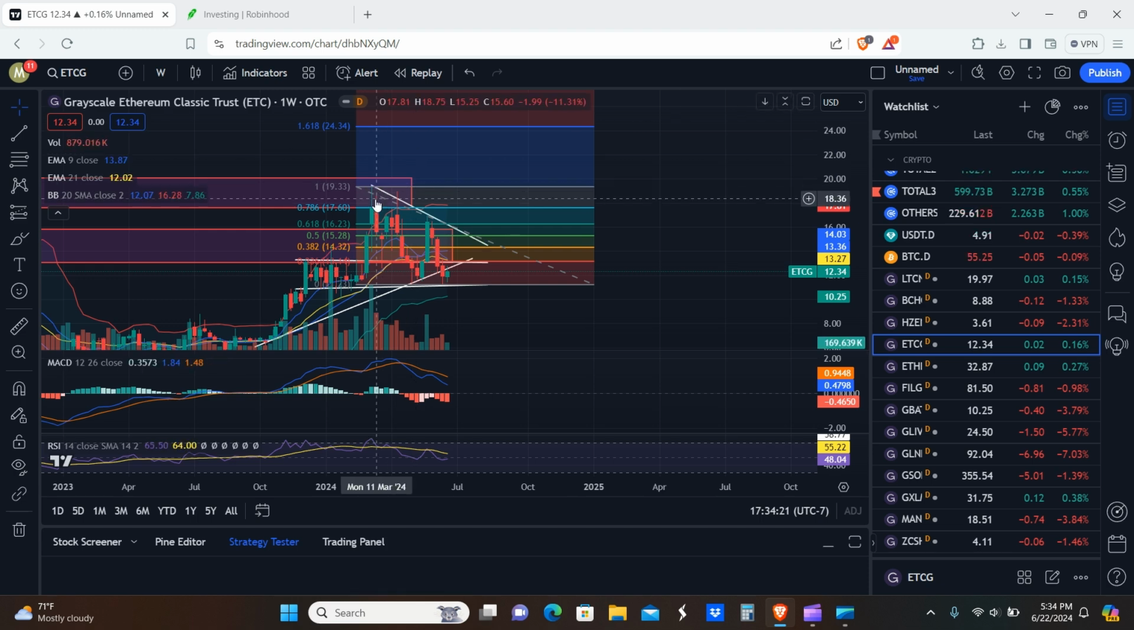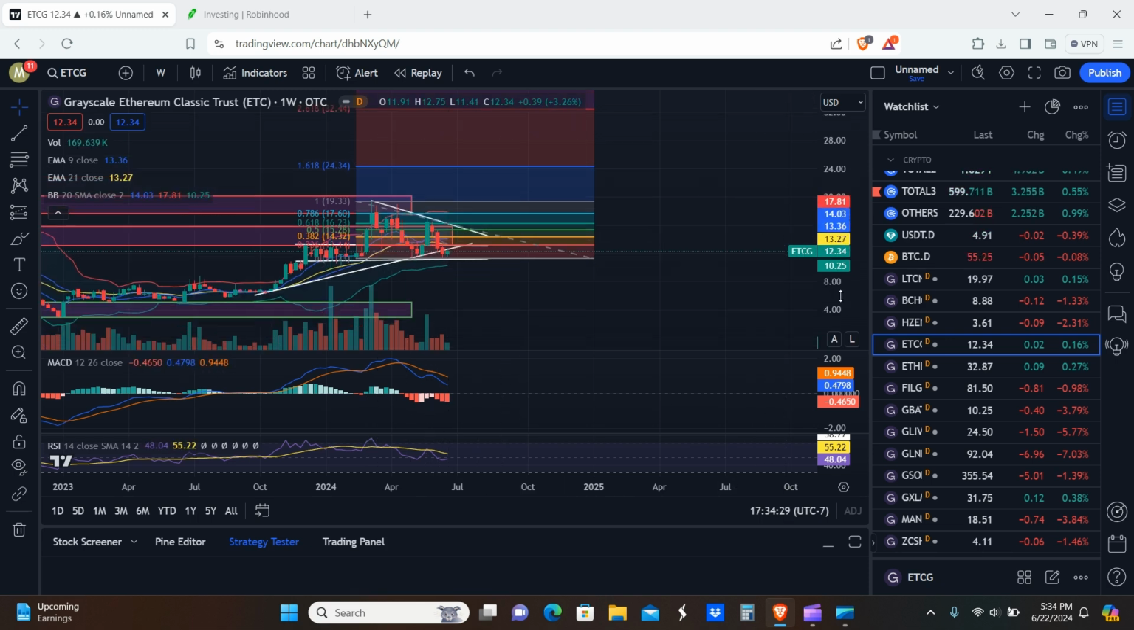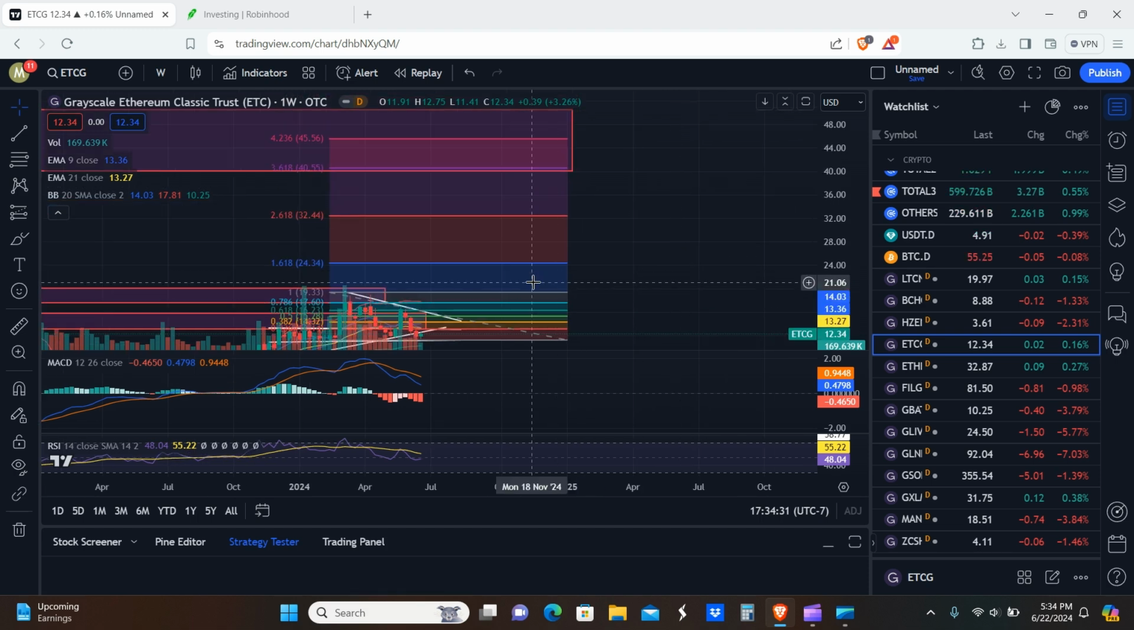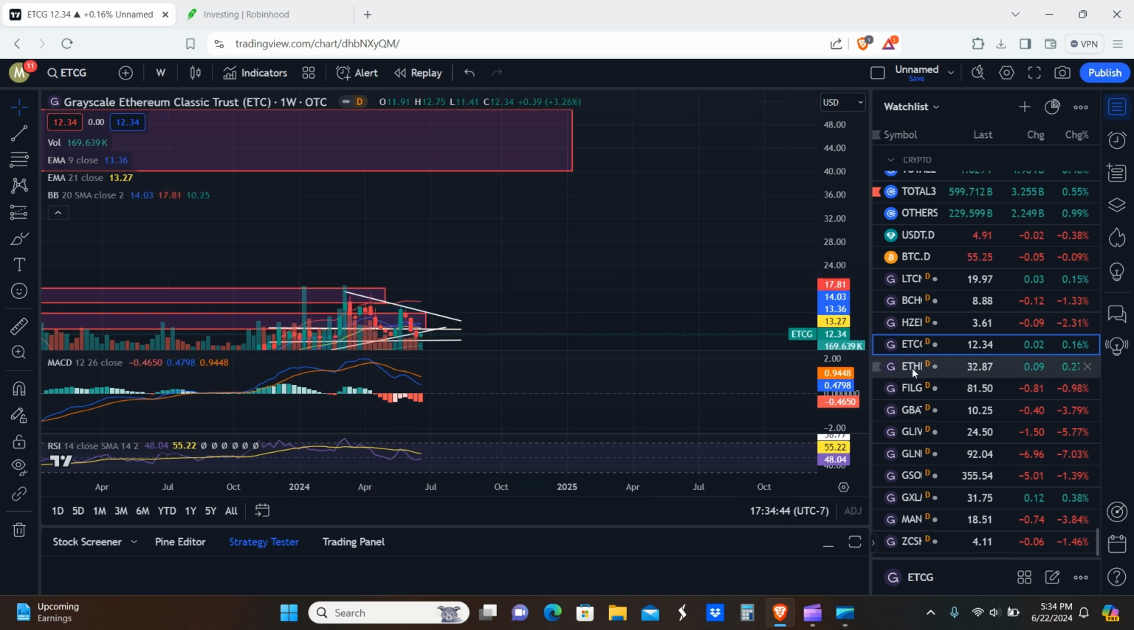So double tops, like in this case, you have a double top here. One top, two tops, that's bearish, it went down. One bottom, two bottoms, that's bullish, it should go up, right? So if that's the case, 1.618 would be at roughly about $24.50, 2.618 $32.50, 3.618 about $40.50, and 4.618 roughly about $46.